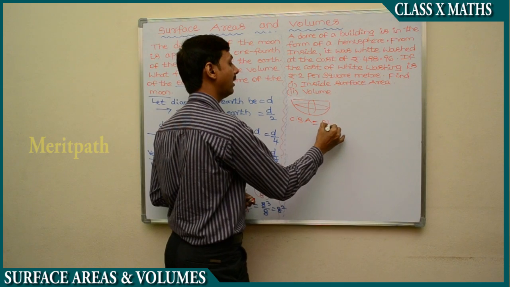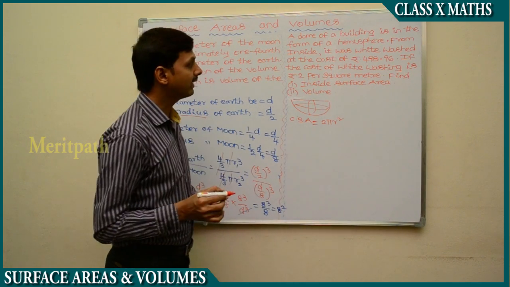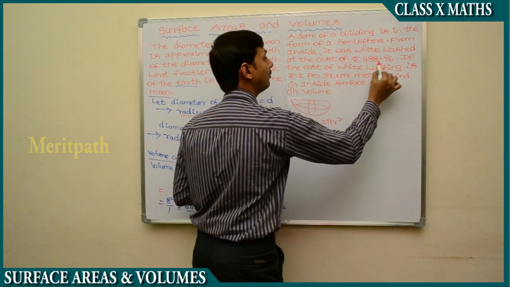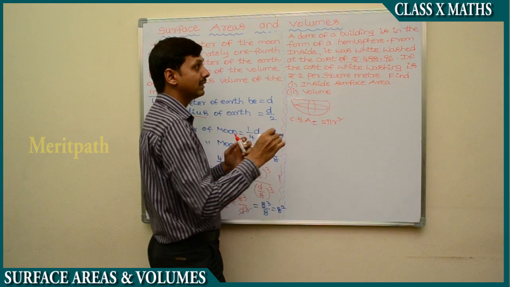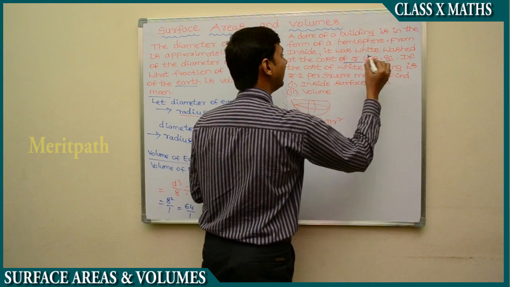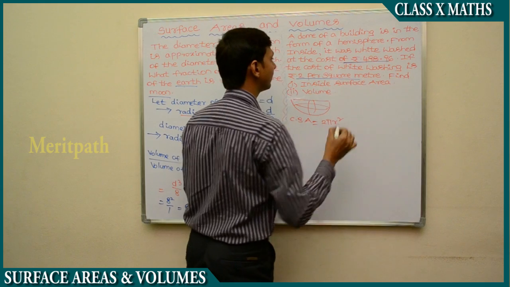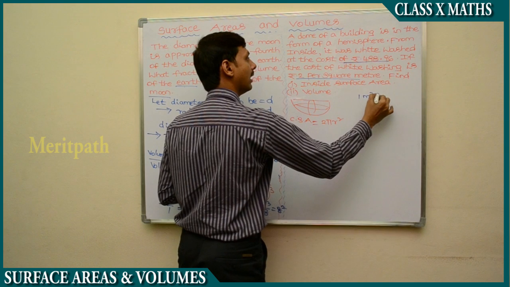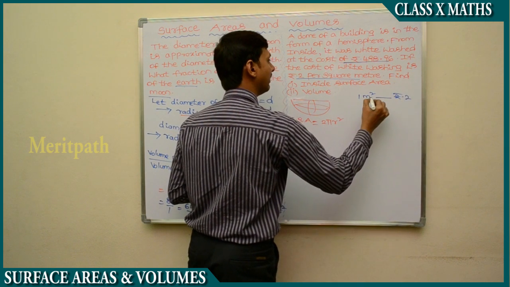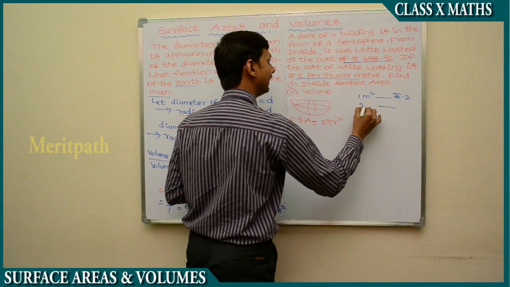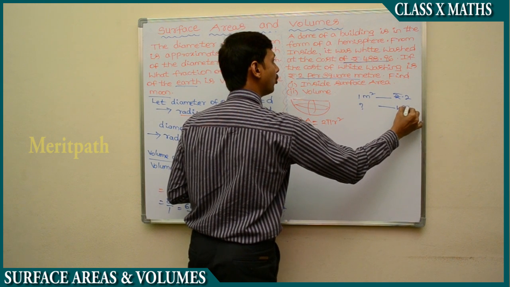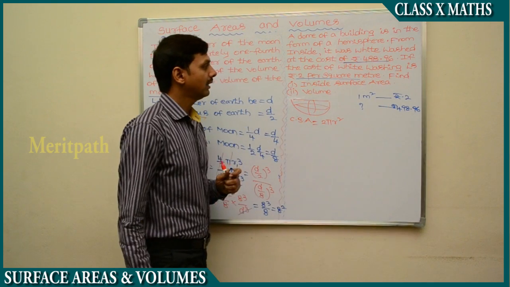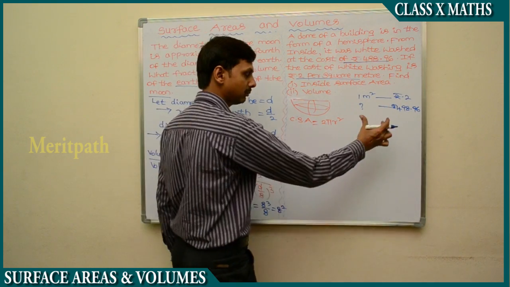It is 2 pi r square. So to find out this 2 CSA, we have 498.96 rupees. So it is for 2 rupees per square meter. That means 1 square meter is 2 rupees. Then we need to find how many square meters we get for 498.96, the total rupees. So let's find out how many square meters we get for this much cost.